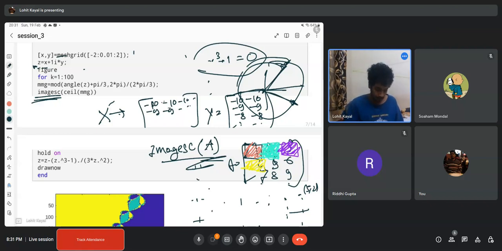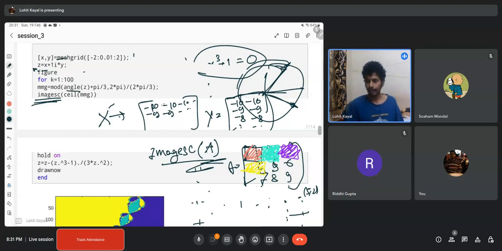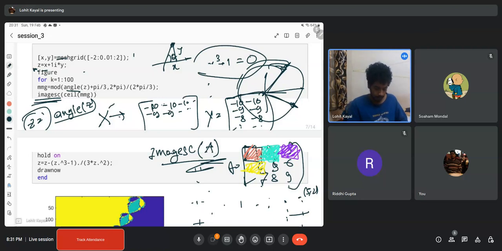Now what is this? First of all, angle. Here z is a complex number. If you write the angle of z, it will give you the corresponding angle. Suppose this is x, this is y, and this is theta. It will give you theta equal to tan inverse y by x, which is basically the angle in radians. Here I am defining it like this: mod of angle z plus pi by 3, comma 2 pi by 3. Mod will give you the remainder of this division, and I am dividing by 2 pi by 3. And then I am using ceil.